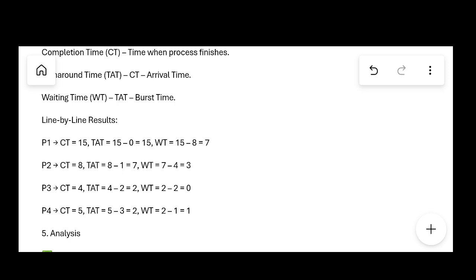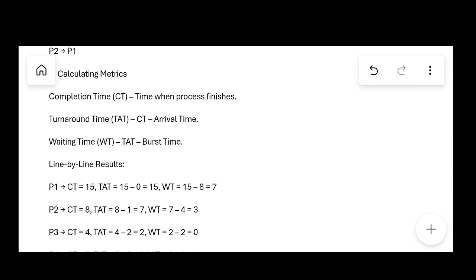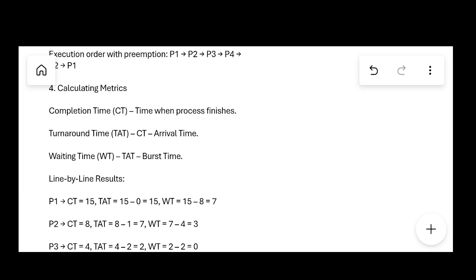Basically, completion time means the total real time taken to finish, including waiting. Turnaround time is the total time a process spent in the system from arrival to finish. And waiting time is the time the process actually spent waiting, not executing.